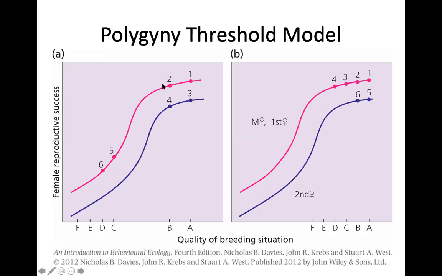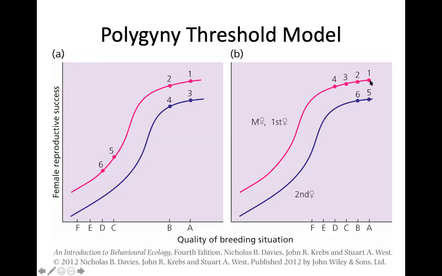So yeah, go ahead. The organisms on the pink line aren't together? I'm confused about the way it's drawn. These are single females. So this female is in a monogamous relationship. So the pink line is the monogamy line. The blue line is the polygyny line.